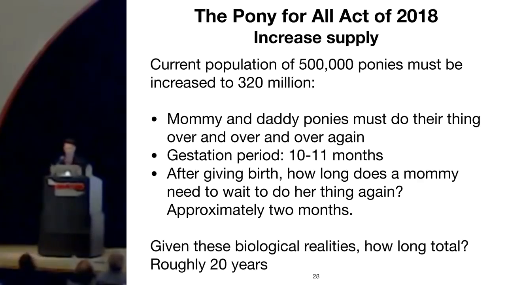So we now have to understand, if we're going to figure out how long this is going to take, we have to figure out the gestation period for a horse, roughly 10 to 11 months. After giving birth, how quickly can the mommy do it again? Say roughly 2 months. So every cycle is about a year. So given these biological constraints, how long will it take to reproduce 500,000 to 320 million? Very roughly, we'll say 20 years. That's how long it's going to take.